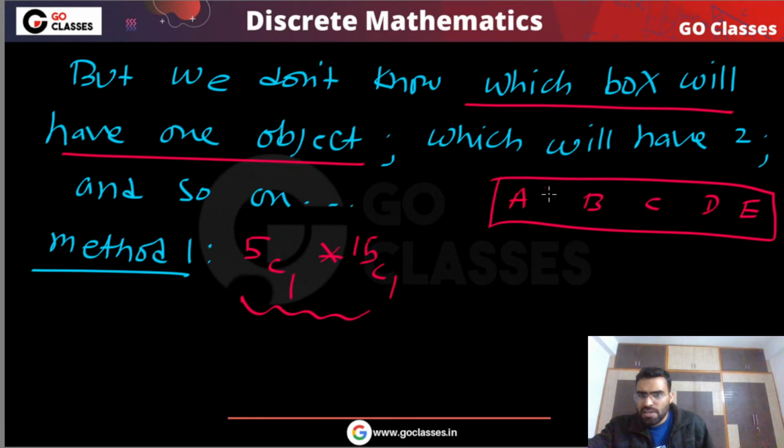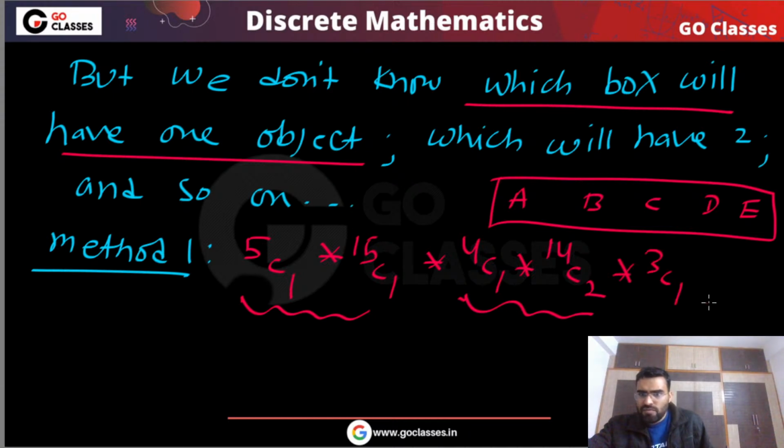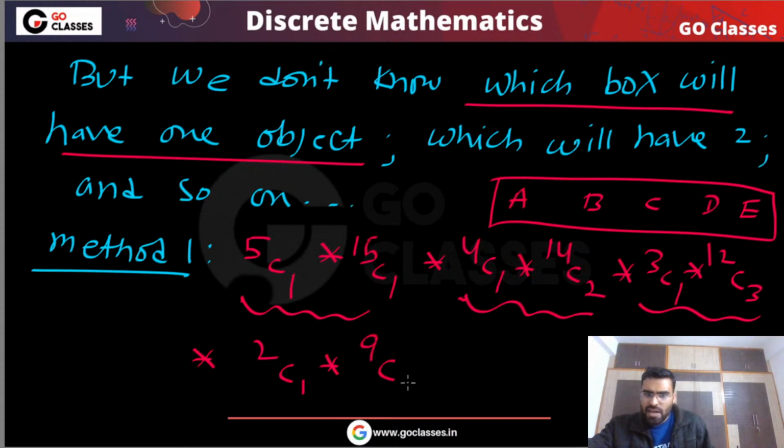For example, if I am selecting a, then this a will get one object. Now from the remaining boxes I will select one box, and to that box I will give two objects. Then I will select one box and give three objects. Then from the remaining I will select one and give four objects. And finally I will give all the five objects to the remaining box. So this is your answer. This method you can apply.